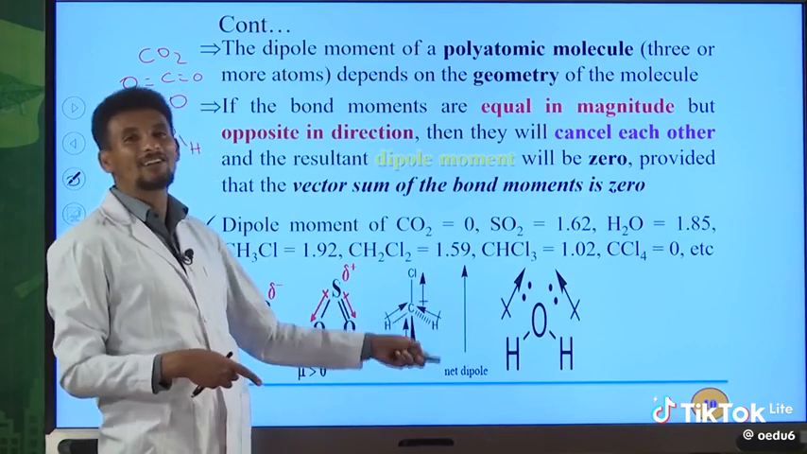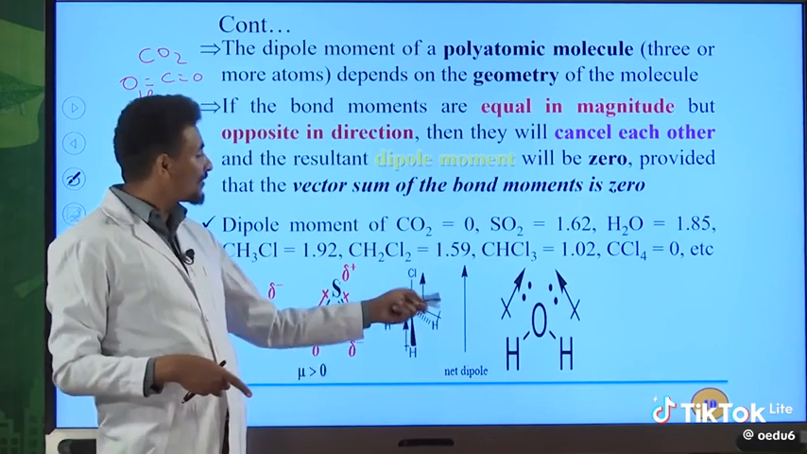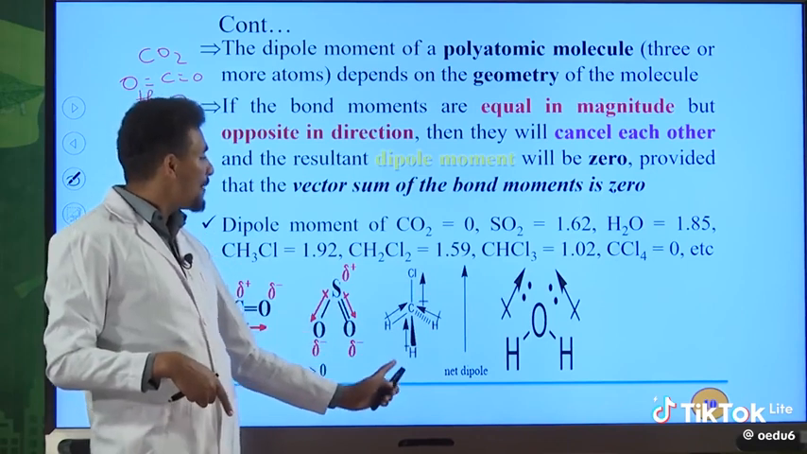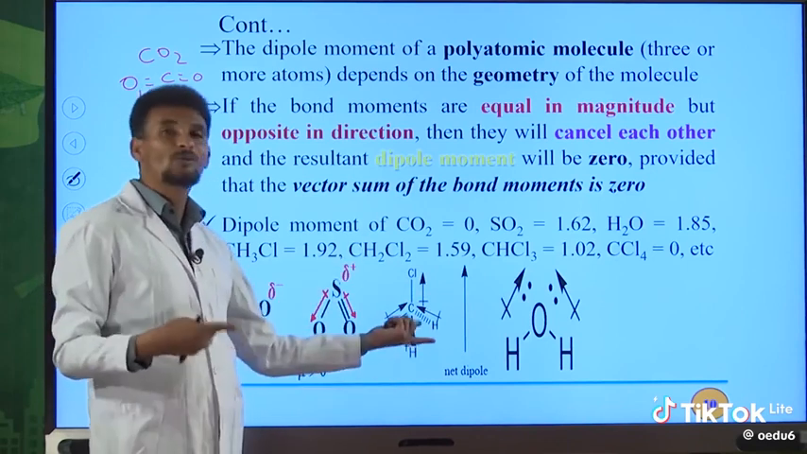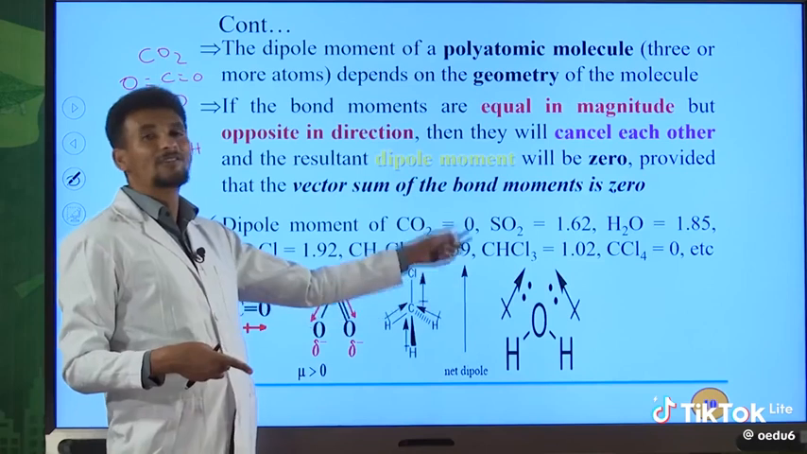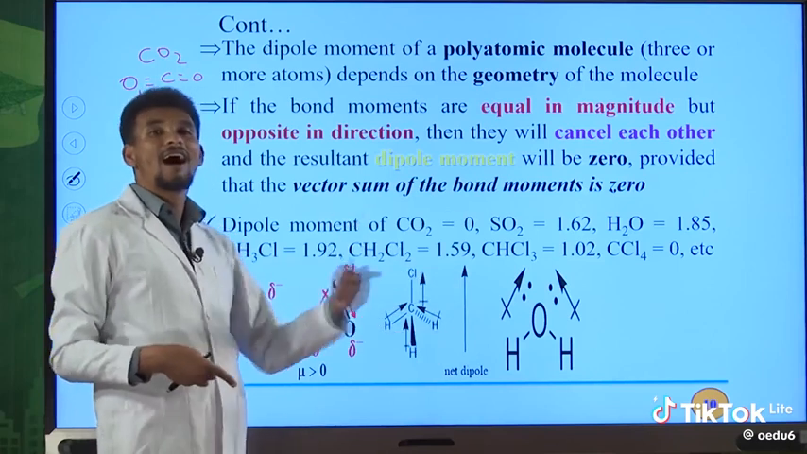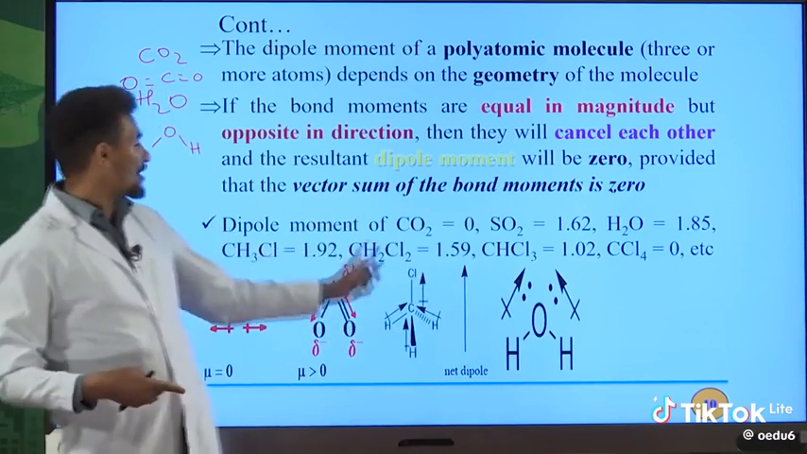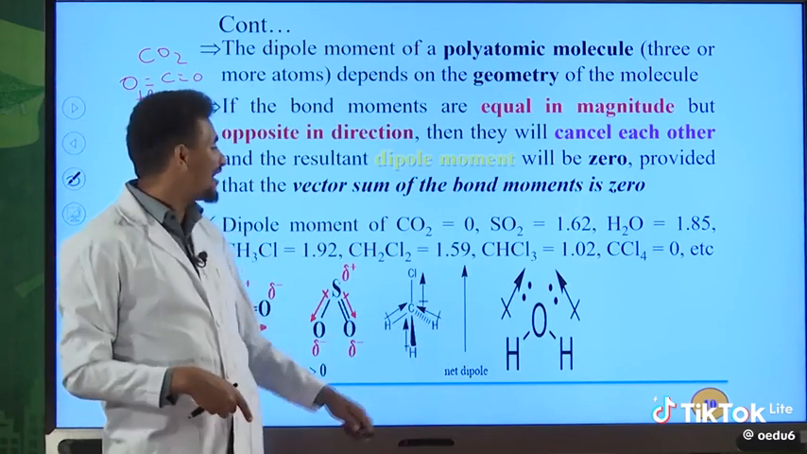The head of the vector is toward this carbon, the tail is toward this hydrogen. Therefore, we must add these vectors together, and the net dipole moment is this one, so it has a high dipole moment. Therefore, this is a polar covalent molecule.